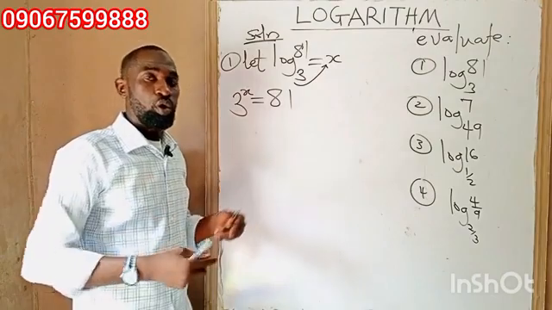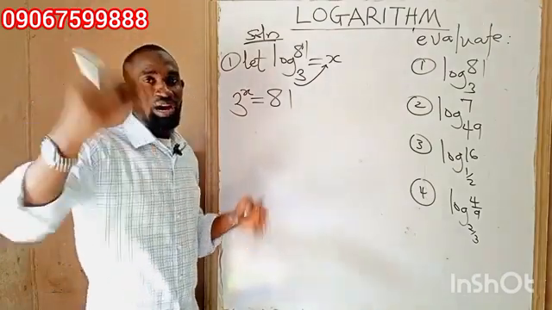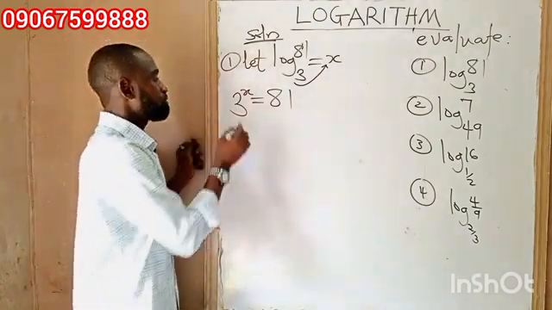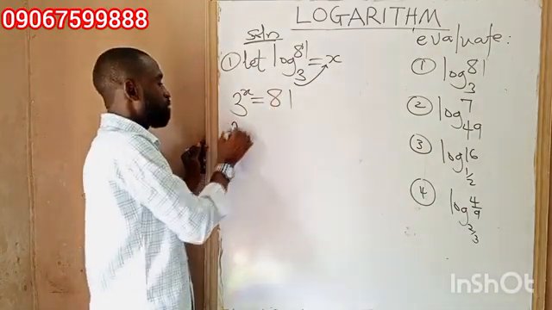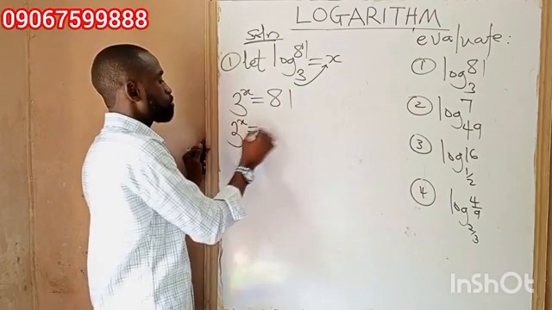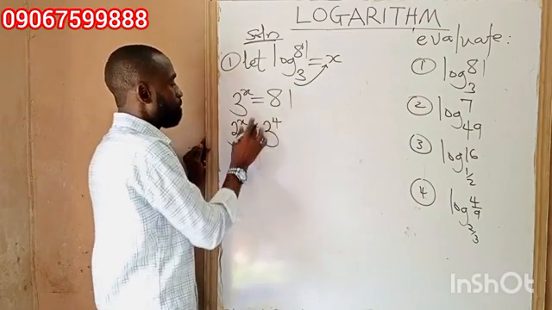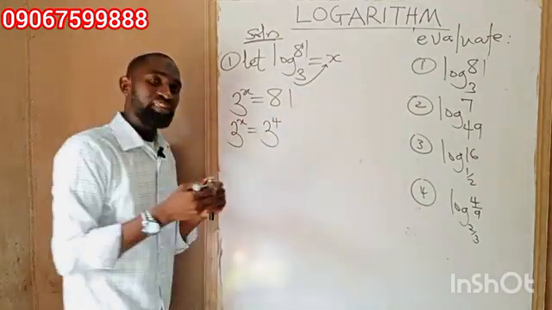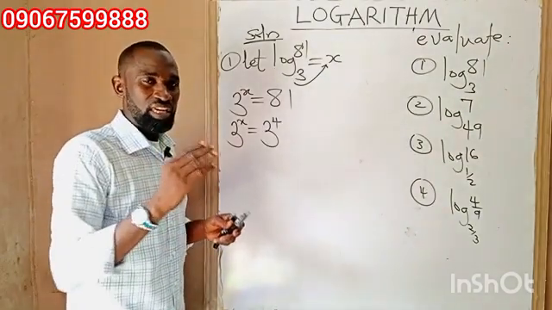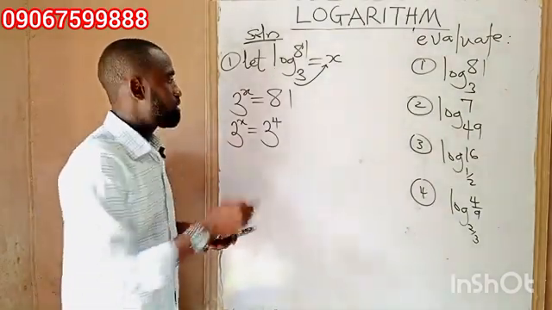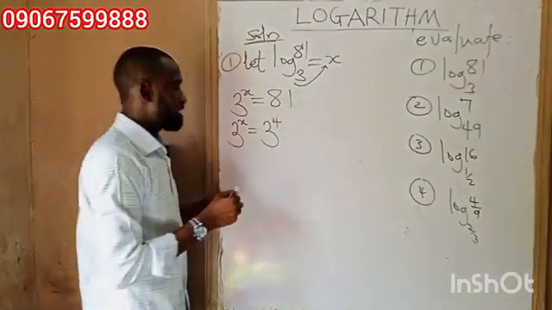I can now apply what we call the conditional law under indices that we've done before. So I will now write this 81 in form of base 3. So here we'll now be having 3 raised to power x is equal to 3 raised to power 4. 3 raised to power 4 means 3 times 3 times 3 times 3, 3 being multiplied by itself 4 times. So this will give us 81.